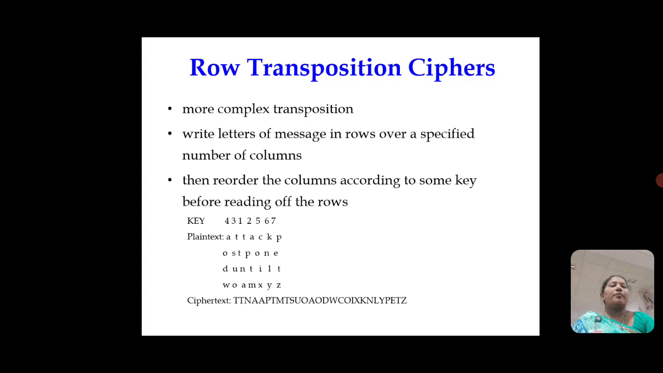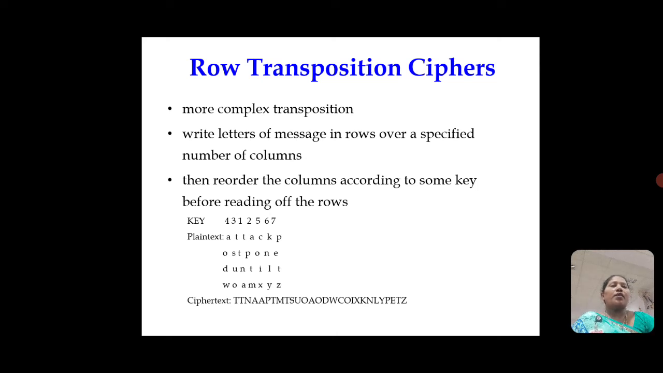Where is the second number? The second number is at the 4th place. So again you will be writing it as A, P, T, M. Likewise you will be proceeding. Next comes the third column, then the 4th column, 5th column, 6th column and finally the 7th column. All those things you will be writing in a single line.